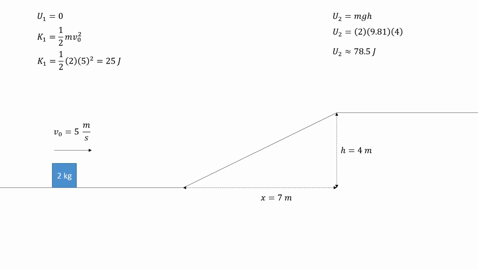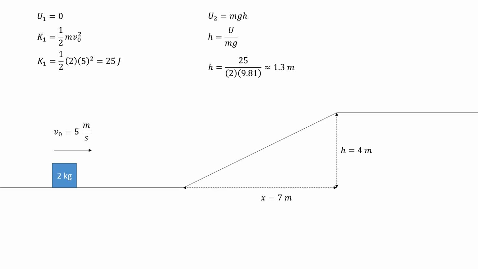In the absence of any external forces, the object cannot reach the top of the hill. 25 joules of energy is only sufficient to climb about 1.3 meters, so the block would reach that point before sliding back downhill. What if we do consider friction? How will this affect the logic of our problem?